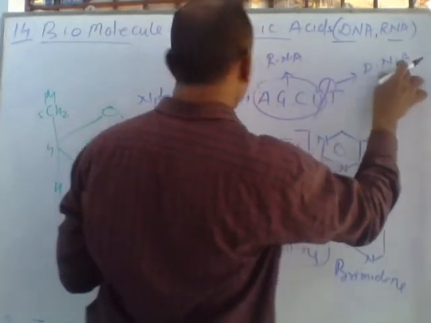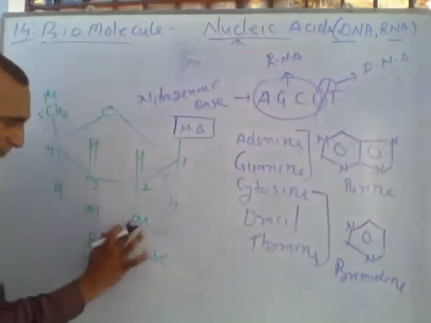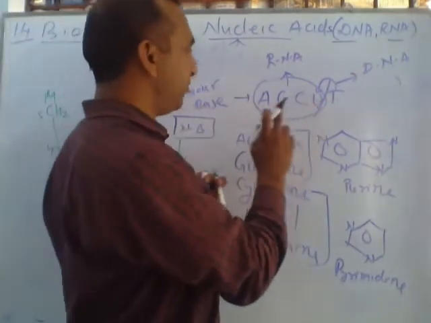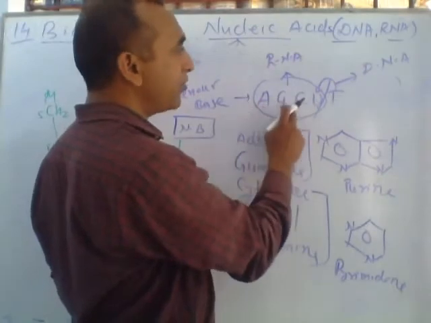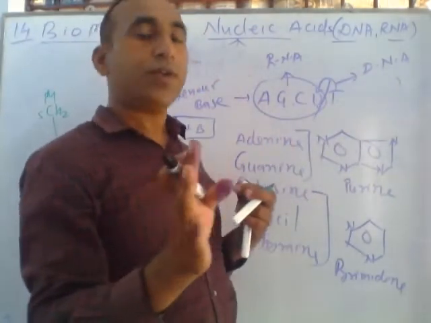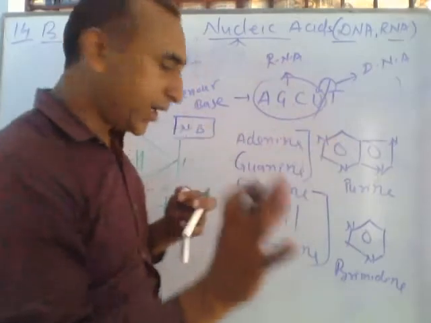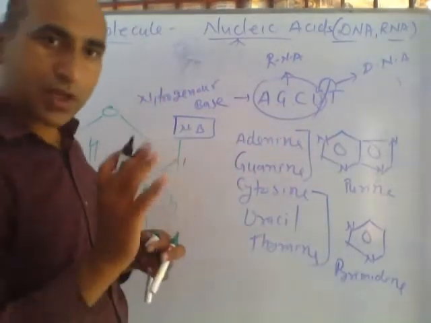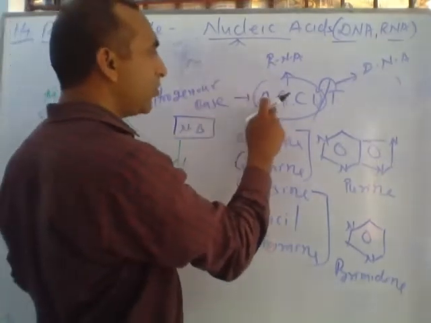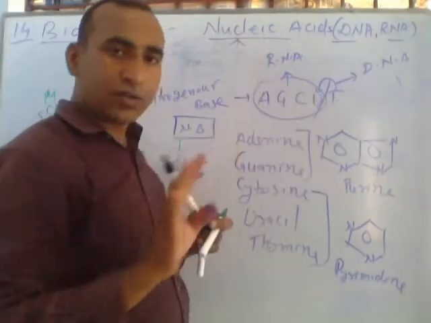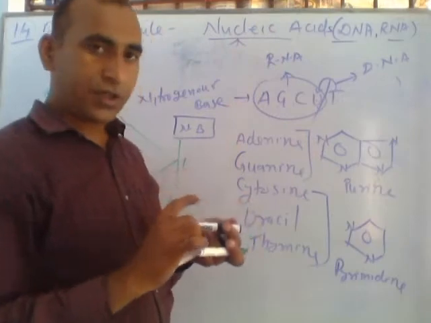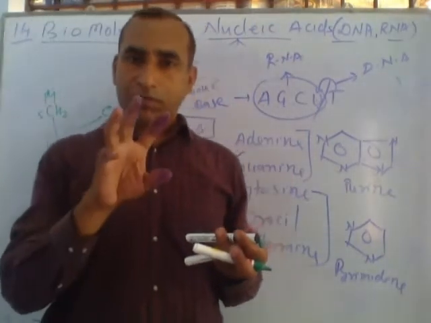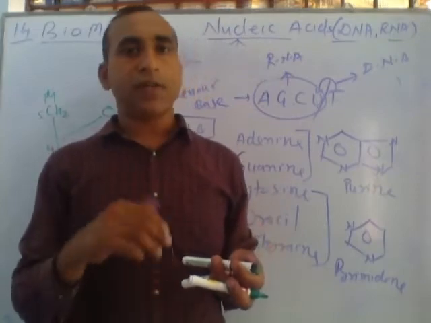It means in DNA the sugar will be deoxyribose, and the nitrogen bases are adenine, guanine, cytosine and thymine, not uracil. In RNA, here O means this is ribose. Ribose means RNA sugar, and adenine, guanine, cytosine and uracil, these 4 nitrogen bases are present. So the combination of these two means pentose sugar. It may be ribose, otherwise deoxyribose.